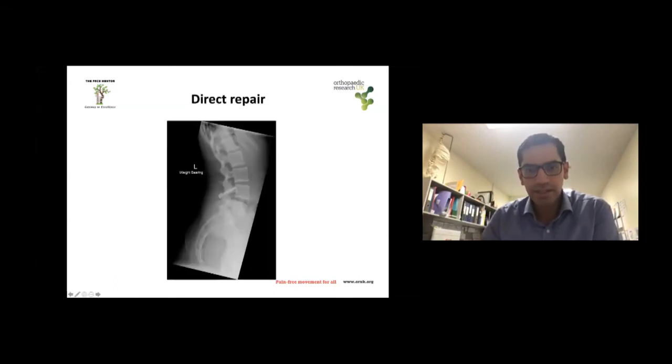So this is an example of a direct repair. This patient has an L4 pars defect, and I got an MRI prior to surgery, and it showed that there was no evidence of disc degeneration at L4, L5. And also this patient had no anterolisthesis at L4, 5. So this was a candidate for a direct pars repair.